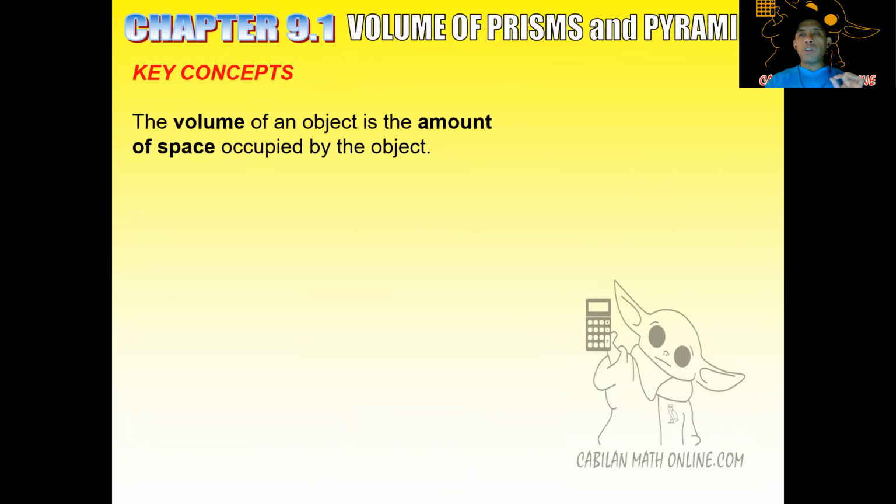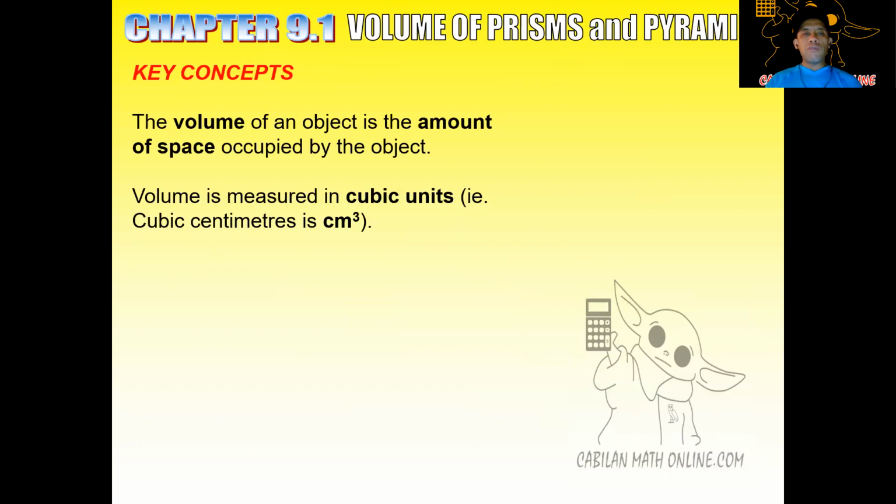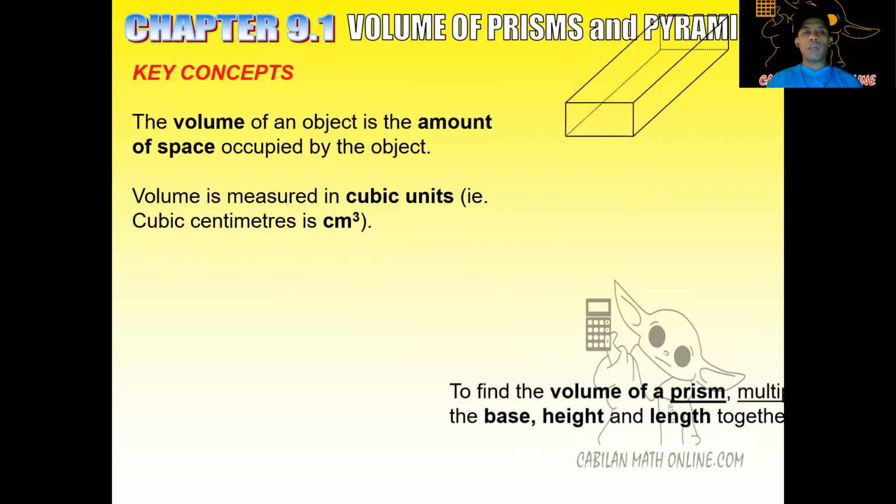Now, when it comes to volume, what's important are the units. The units are always expressed in what are called cubic units. For example, if your measurements are in centimeters, then the volume would be centimeters cubed. If it was inches, then your final answer will be inches cubed for volume. So everything will always be in cubic units.